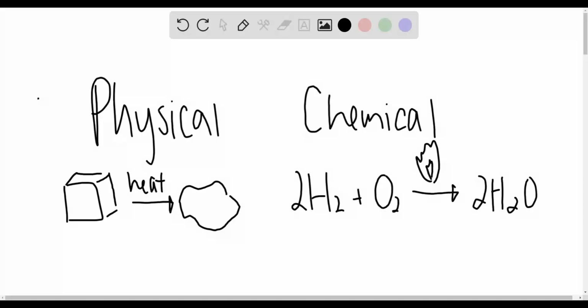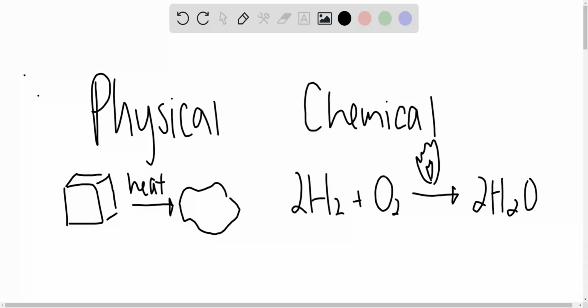Hi. So this question is asking you to explain the difference between physical and chemical properties using examples. So first, let's go over what a physical property is. A physical property is a property that can only be observed during physical changes. And physical changes, you can determine that depending on if the substance involved changes its identity or chemical composition. So let me show you an example to make that a little more clear.